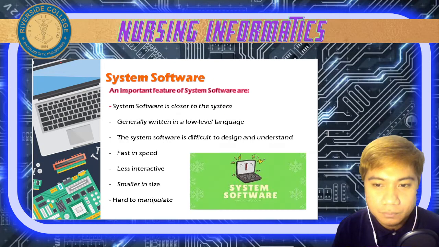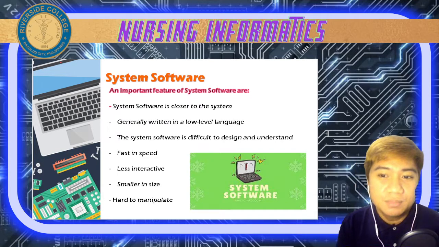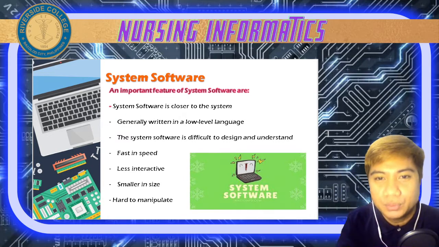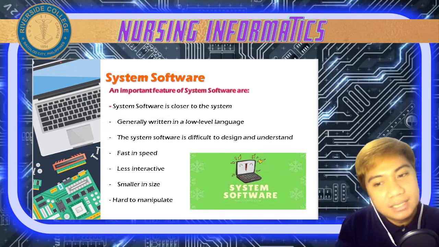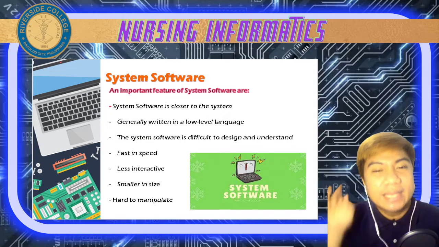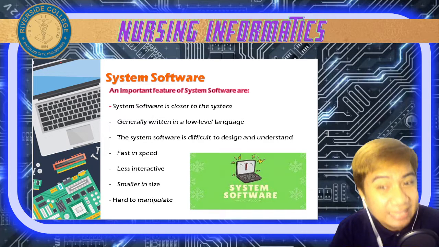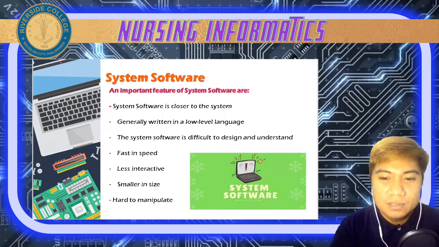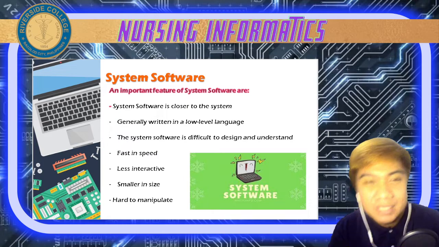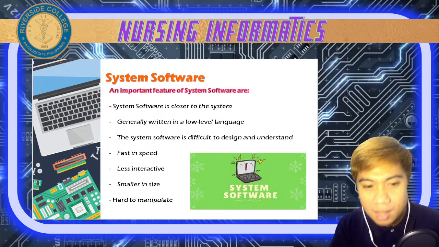Now, here are some of the important features of system software. System software is closer to the system. It is very near to the functioning of your computer or the system itself. Generally, it is written in a low-level language. Since it is written in a low-level language, system software is difficult to design and understand. It is fast in speed, because it is close to the system itself. It is less interactive and smaller in size. And also, it is hard to manipulate.